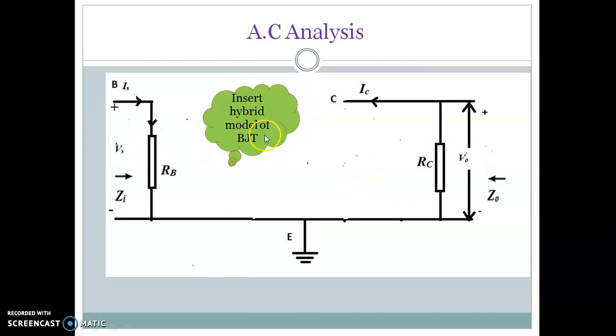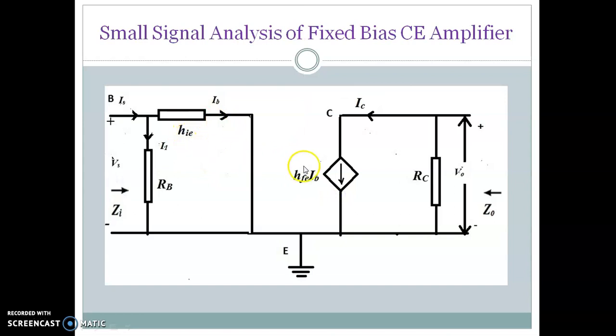So I am going to replace the transistor with the hybrid model, which is nothing but my HIE and then HFE-IB. So now this is my complete circuit for my analysis. Now what are all the small signal parameters we are interested to find? It is already given in your diagram: your Zi input impedance, then Z0 your output impedance. Then from your amplifier we need to calculate the voltage gain and the current gain provided by the amplifier. So these are the four parameters which we are going to study.